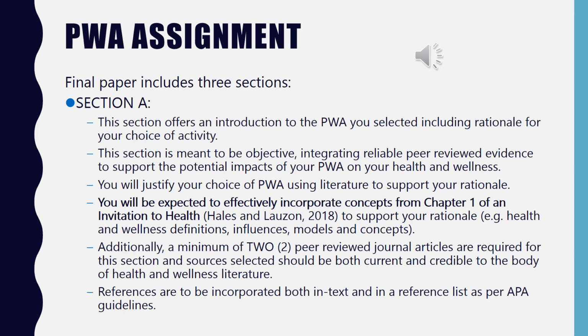Additionally, a minimum of 2 peer-reviewed journal articles are required for this section, and sources selected should be both current and credible to the body of health and wellness literature. References are to be incorporated both in text and in the reference list as per APA guidelines.